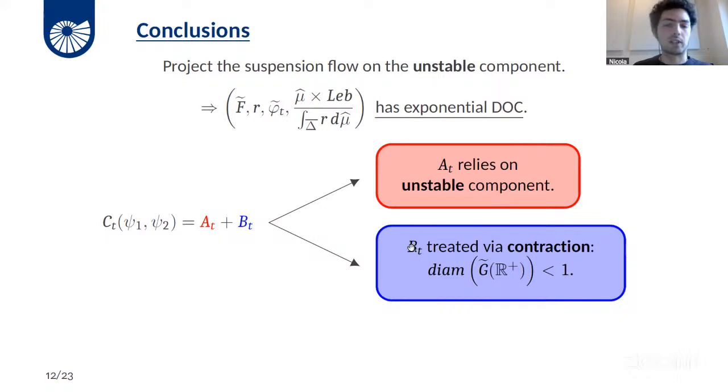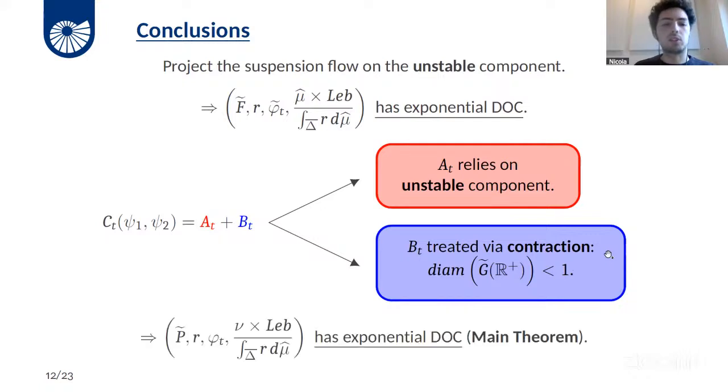We have a strong contraction because the vertical fibers are squeezed into intervals with length less than 1. And it turns out that this is sufficient to carry on the typical procedures, and finally obtain the exponential rate of decay of correlations for this system, the suspension flow with base P tilde and roof function R.